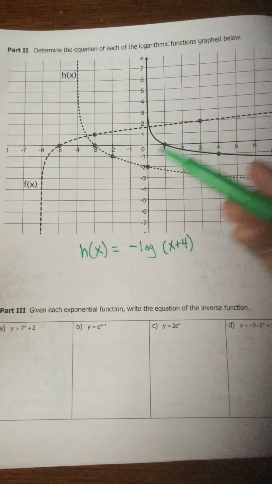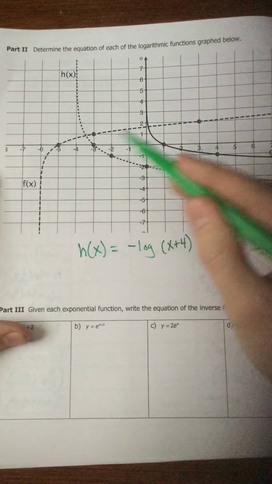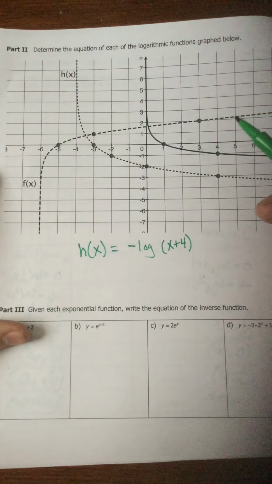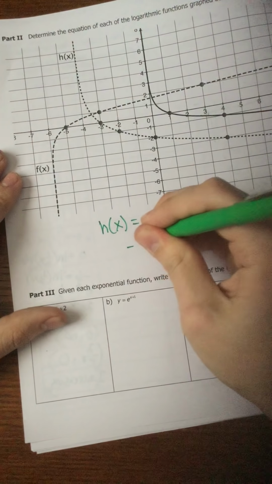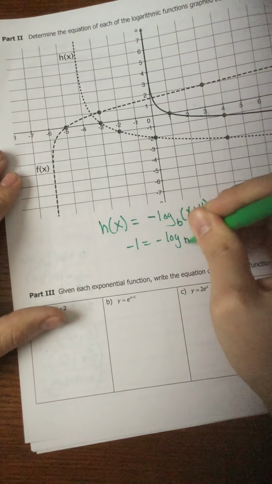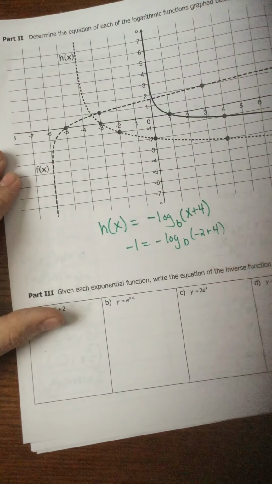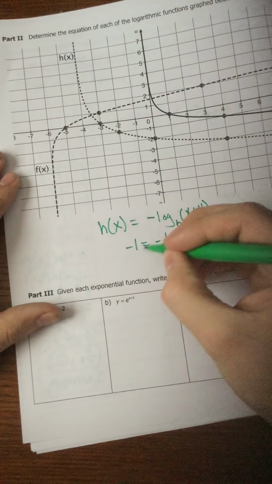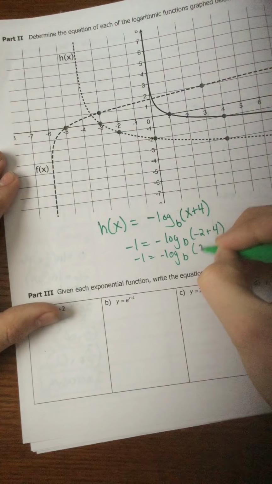Can you believe we're almost done? Look at this. All right, so you got to search out another point. So how about this one? Negative 2, we put in negative 2 and we get out a negative 1. That's interesting. All right, well, let's just call this a B for right now. We get out a negative 1. So negative 1 is what this thing is equal to when you have negative log of unknown base and we plug in a negative 2. Negative 2 plus 4. All right, well, negative 2 plus 4 is 2. So you got negative 1 is equal to negative log unknown base of 2.